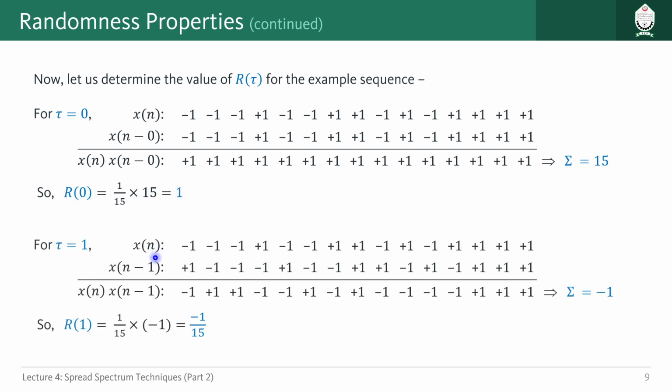In a similar way we can calculate for tau is equal to 1. So for tau is equal to 1, we have the example sequence x of n here. Then we have to take a shifted version of itself with tau is equal to 1. So that means this is a cyclic shift. So all of these values should be going here like this, shifted to the right by 1. And finally you see this value here, this is going here.